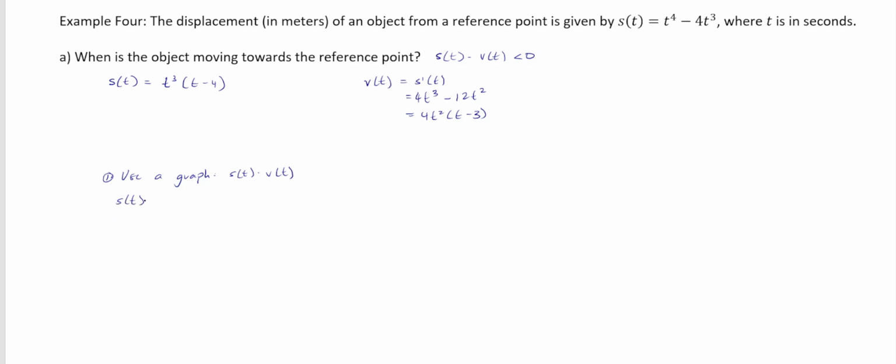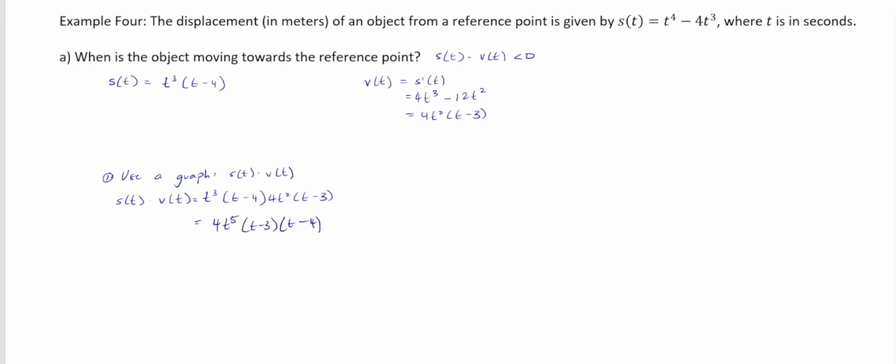We'll take s at t and multiply it by v at t, and we'll use their factored form. So s at t is just this right here, and v at t is just this right here. Literally this is s at t times v at t. I just copied and pasted them and brought them down. Okay, let's clean this up a little bit. And so I will have 4t to the power of 5, then t minus 3, then t minus 4.